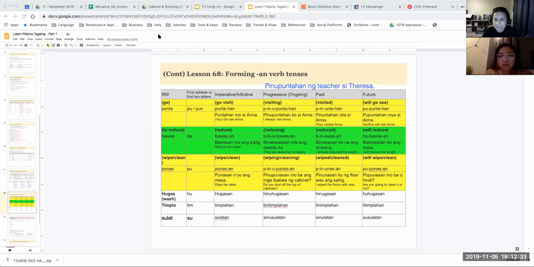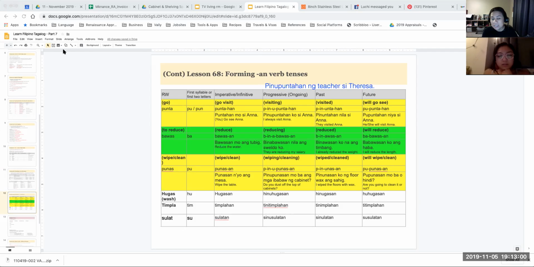All right. Next, past tense. Binawasan ko na ang timbang. For this one, binawasan ko is a verb and pronoun. Why do you need the na? It's just a linker. Na is already. Oh, already. Okay. So na could be already, or it could be a linker.